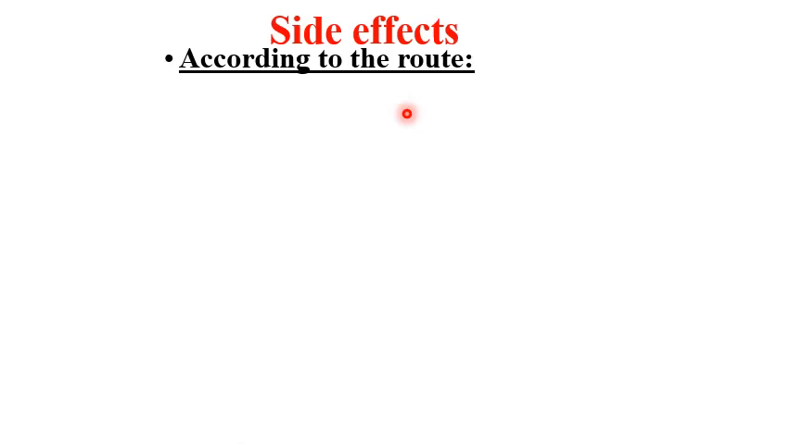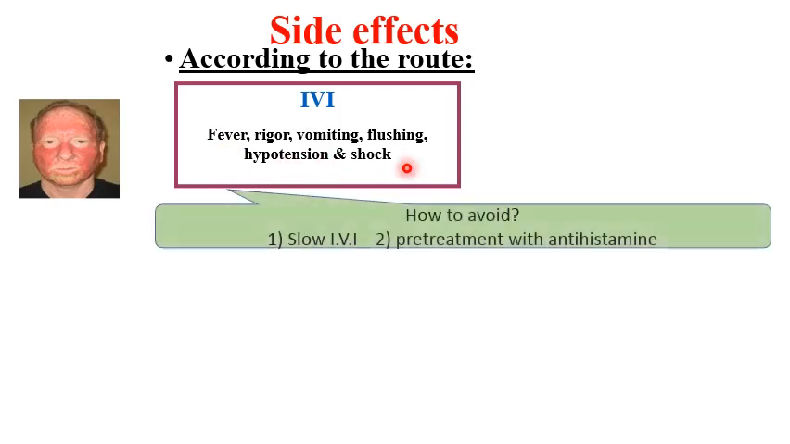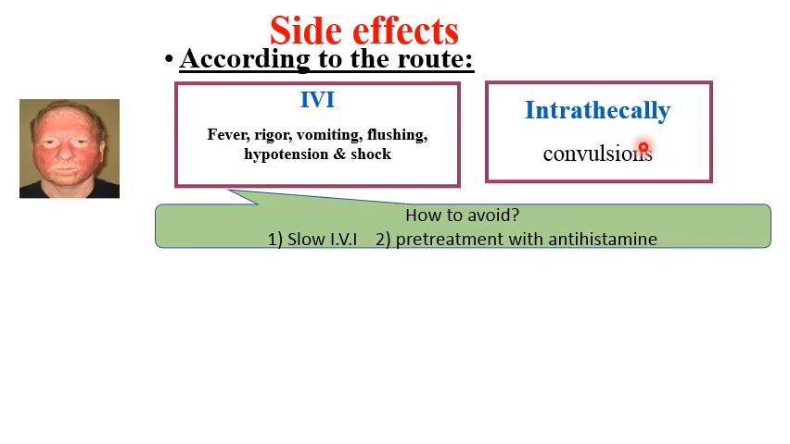When amphotericin B is administered intravenously, it causes histamine release, and this causes flushing of the patient, fever, hypotension due to vasodilatation, and shock. And if it is administered intrathecally, it will lead to convulsions. So how to avoid the histamine release? The patient should be administered amphotericin B slowly intravenously and should be treated before the infusion with an antihistamine.